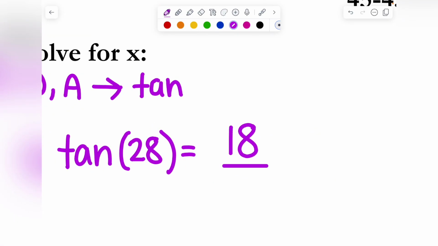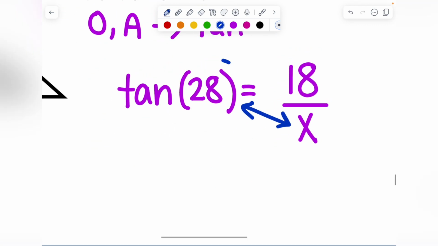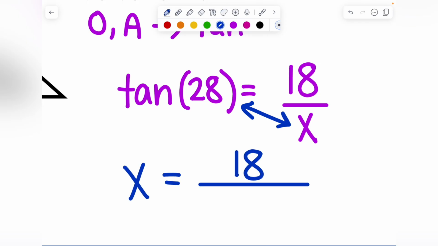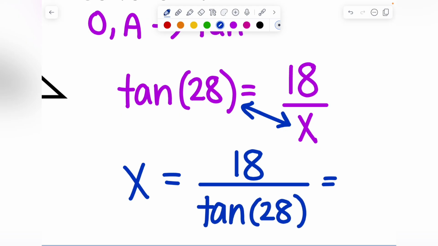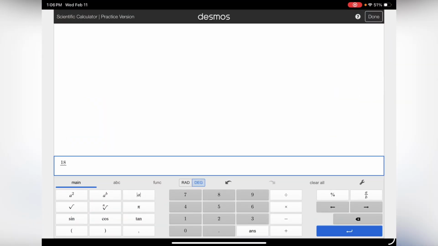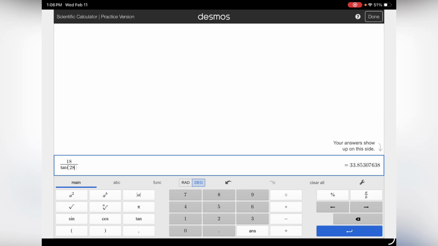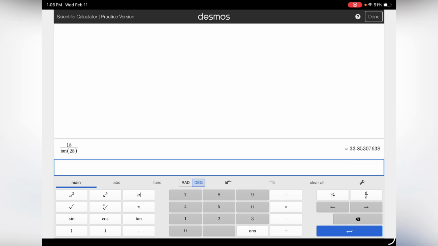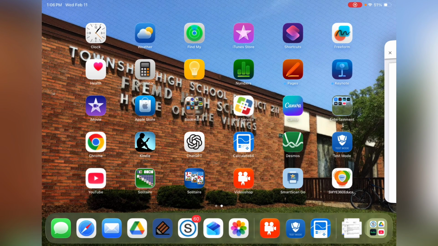And as a reminder, when the variable is on the bottom, that's when I swap the positions. So I'm going to switch the x with this entire thing. So my answer is going to be x equals 18 over tan 28. 18 over tangent of 28. Now that literally means in my calculator, I'm going to do 18 divided by tangent of 28. And there's my answer. It's going to be 33.8, so we'll round it up to 34.